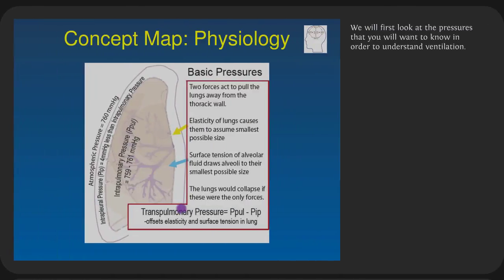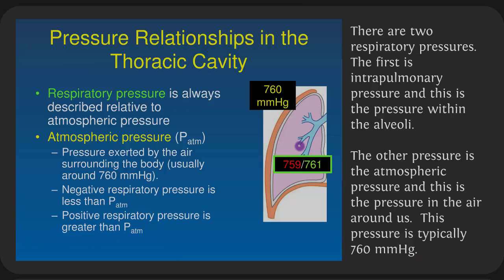We'll first look at the pressures that you'll want to know in order to understand ventilation. The first couple of pressures are the respiratory pressures. The first is intrapulmonary pressure, and this is the pressure within the alveoli, represented here in green as 759, 761. The other pressure is atmospheric pressure, the pressure in the air around us. This pressure is typically 760 millimeters of mercury. It's important to keep in mind that air moves from high pressure to low pressure.